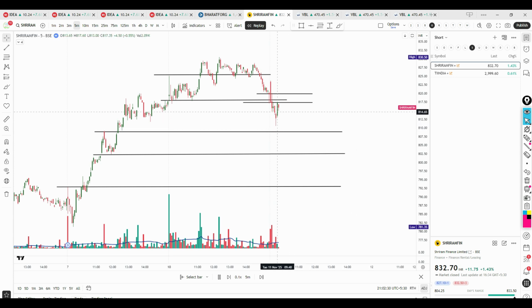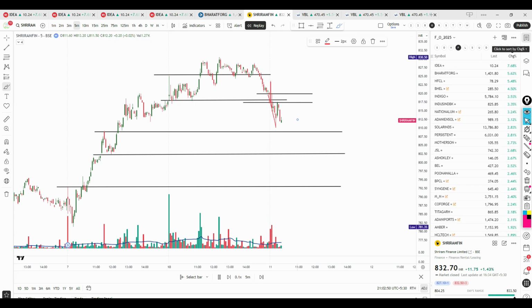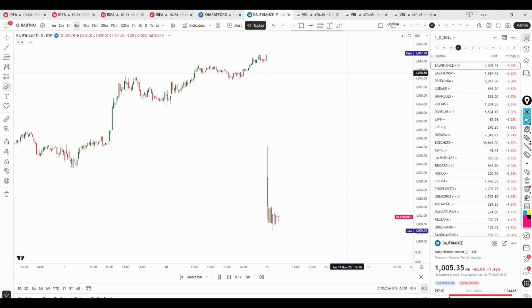So I don't want to wait this much time. This is the low, right? Just capture this trend. This is how it should be. Many stocks you go, whatever is traded in the red, right? Let me go to the F&O stocks. Let me select Bajaj Finance.